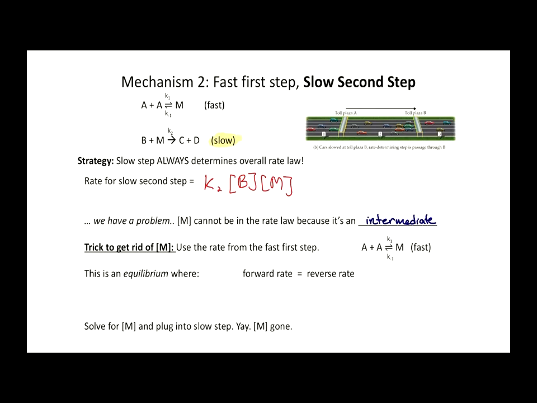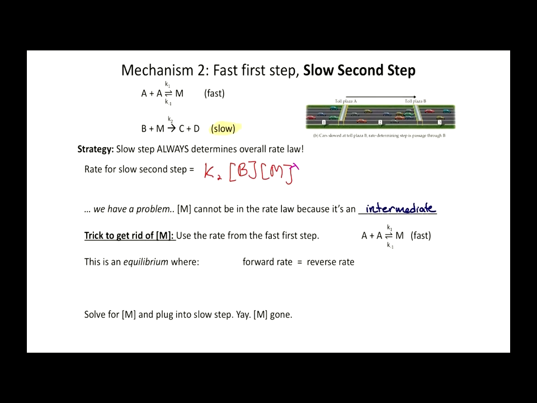So we're going to do a trick to get rid of it. We're actually going to use the fast first step to help us get rid of it. So I'll show you how we do that. We're not allowed to have M in there, so let's get rid of it. This is the trick to get rid of that M intermediate. We're using the rate of the fast first step. The idea for this trick is that the fast step is an equilibrium, where the rate of the forward reaction is equal to the rate of the reverse reaction.